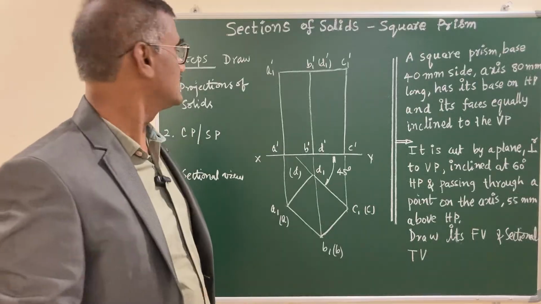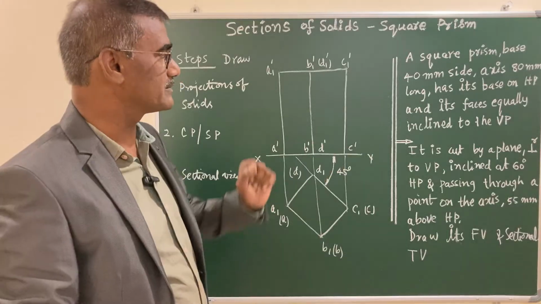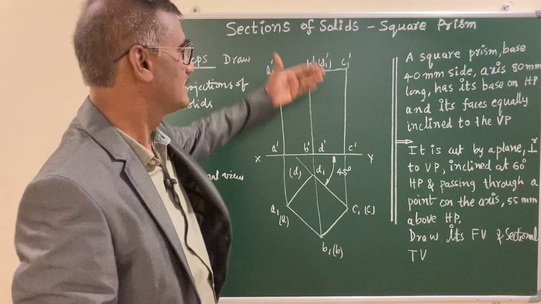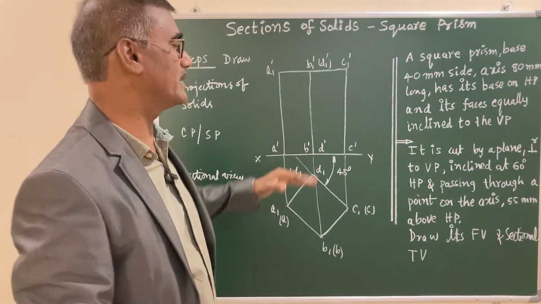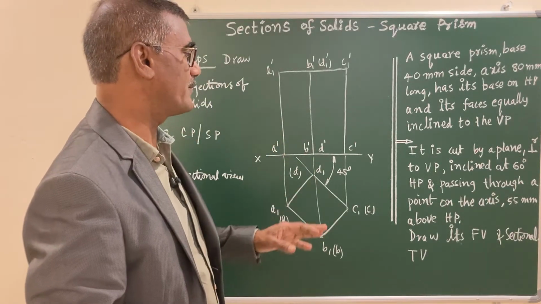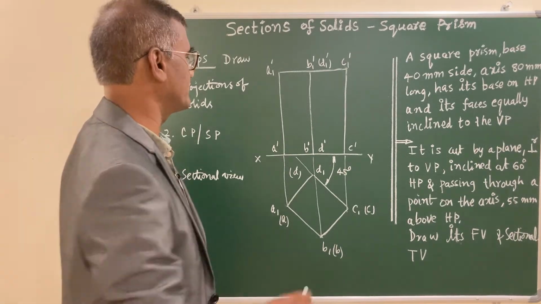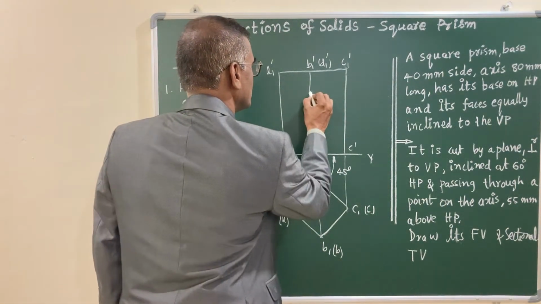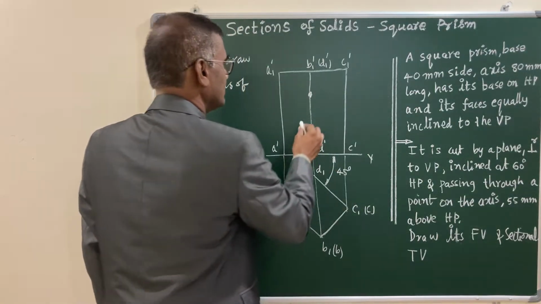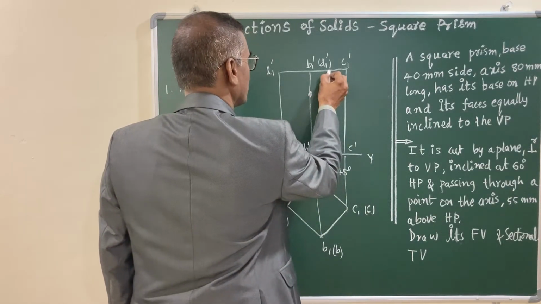And second step involved in this is draw the cutting plane as per the description of the problem. Let us look at that. It is cut by a plane perpendicular to VP. The board is VP now. It is perpendicular to VP and inclined at 60 degrees to HP, that is ground, and passing through a point that is on the axis 55 mm above HP. So this is the axis, and above this it is 55, this point, and it is the angle. Set the mini drafter to 60 degrees and draw a line passing through this point.